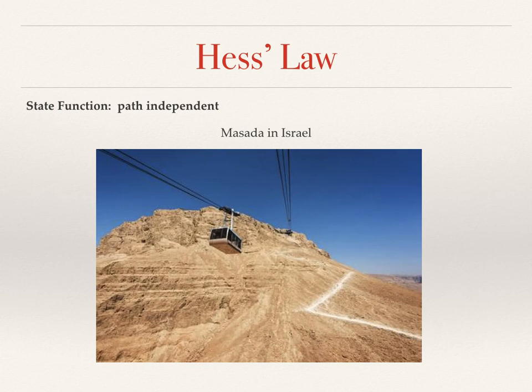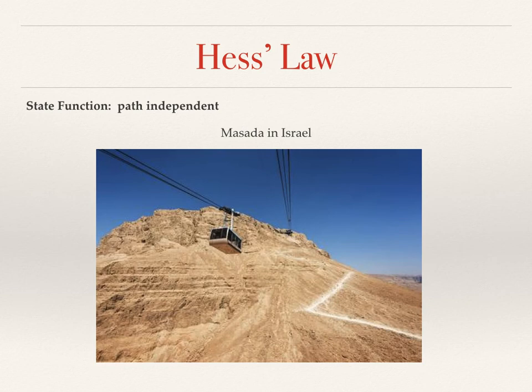We can take multiple different reactions, algebraically add them up along with their heats of reaction, and then that will add up to the reaction we're actually interested in. The reason we can do that is because enthalpy is a state function, meaning it's path independent. And what that reminded me of is that I've been to Masada in Israel a few times.